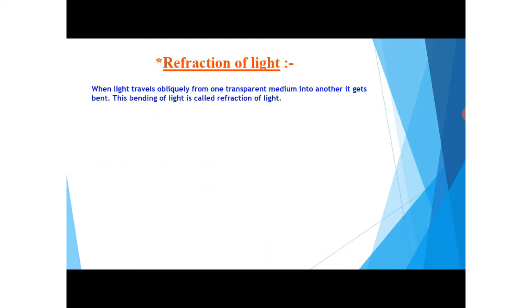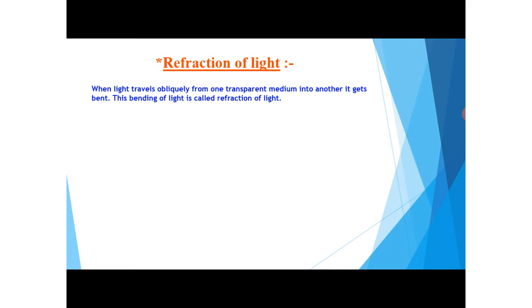So when the light is incident perpendicular to the surface, in that case the light goes straight along the same path. But if there is an angle between the incident ray and the surface, in that case there is always bending of light. What does bending mean? Bending means the light ray is now not going along the same path. It is either shifted towards the normal or away from the normal.